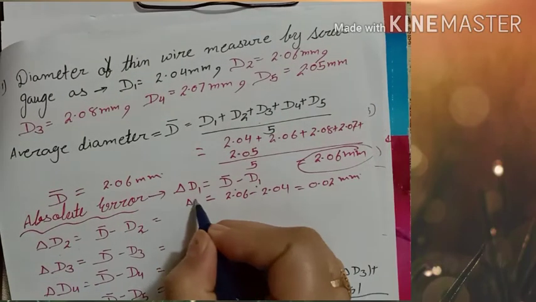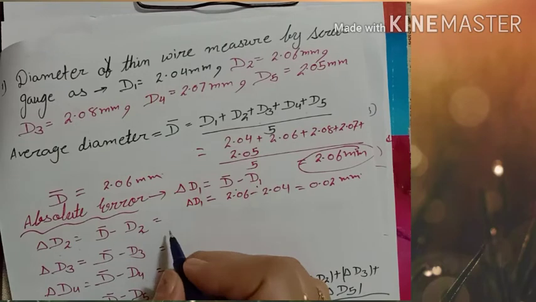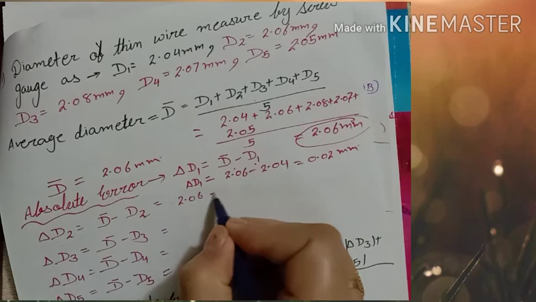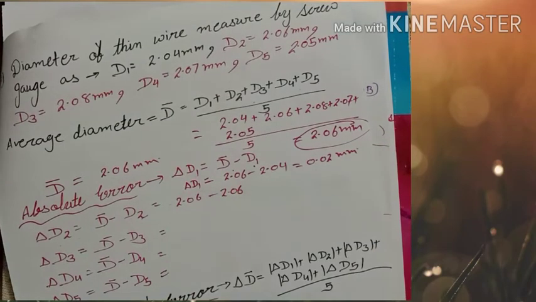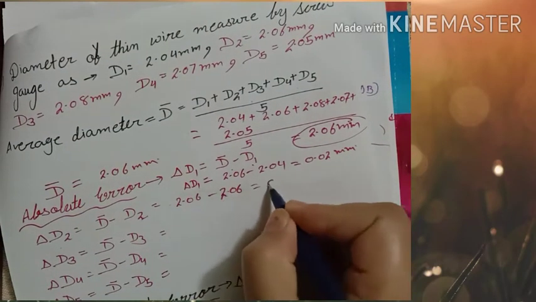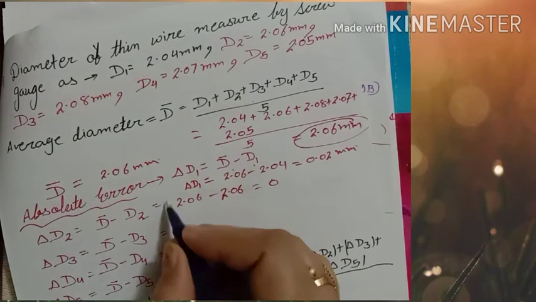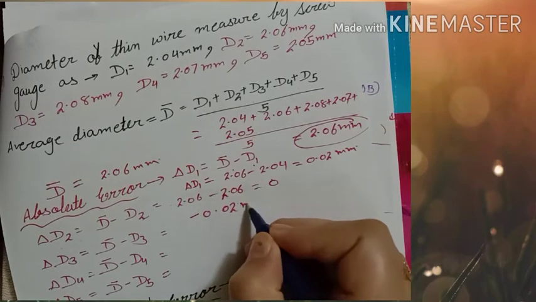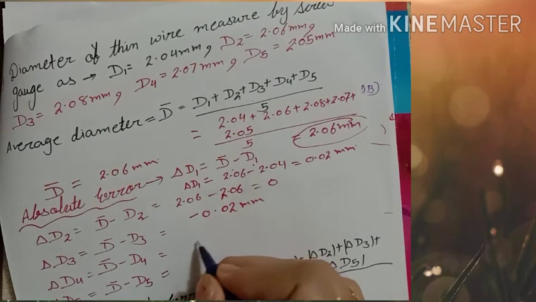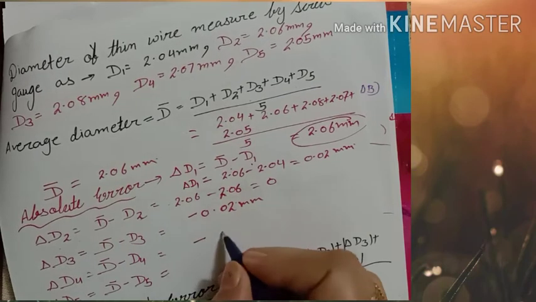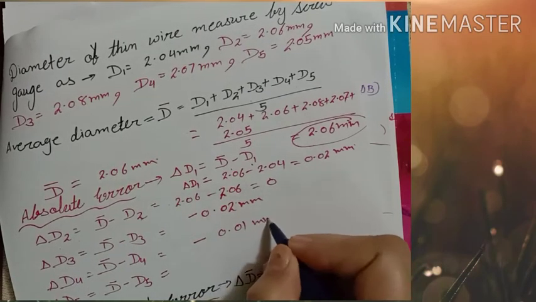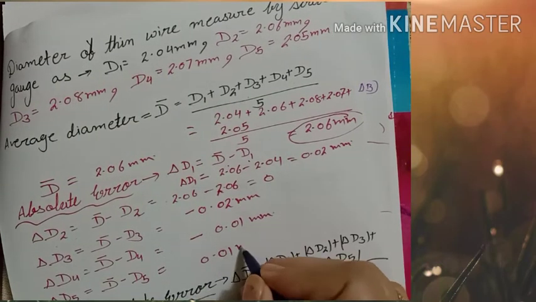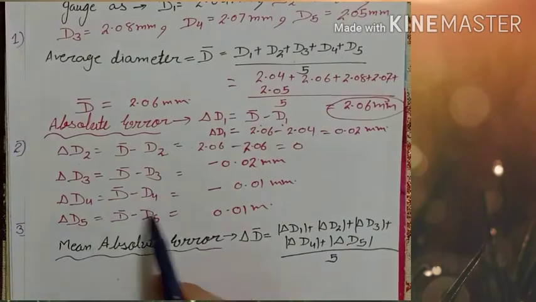Okay, this is delta d1 and delta d2. Here we have now 2.06 minus 2.06, which will be equal to 0. Next we will get similarly minus 0.02 mm, and next minus 0.01 mm, and next is 0.01 mm, right? All these are absolute errors.